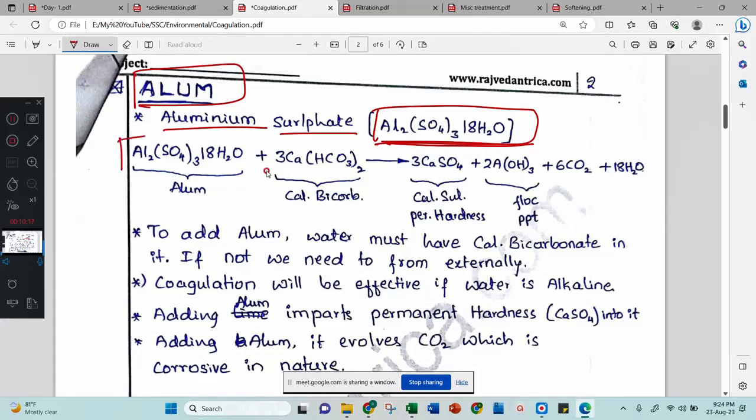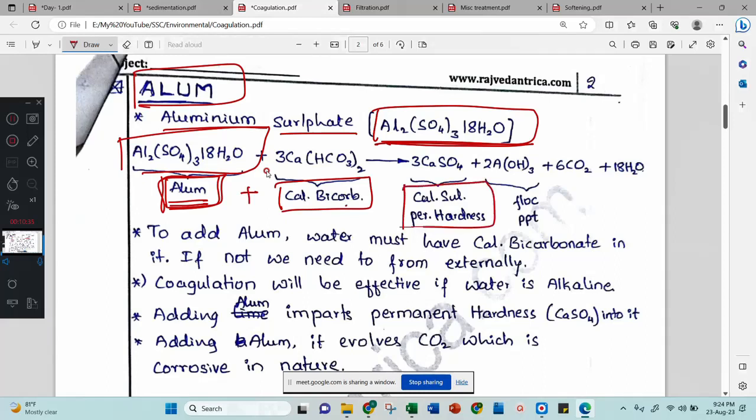Then see here, this big equation is not required, but you should know this one. Alum is mixed with calcium bicarbonate. You remember like this: alum mixed with calcium bicarbonate produces calcium sulfate and floc. Always remember, this is your floc. Al is missing here. Al(OH)3.